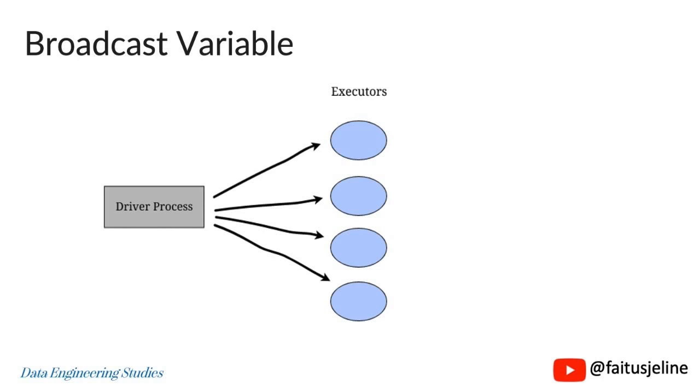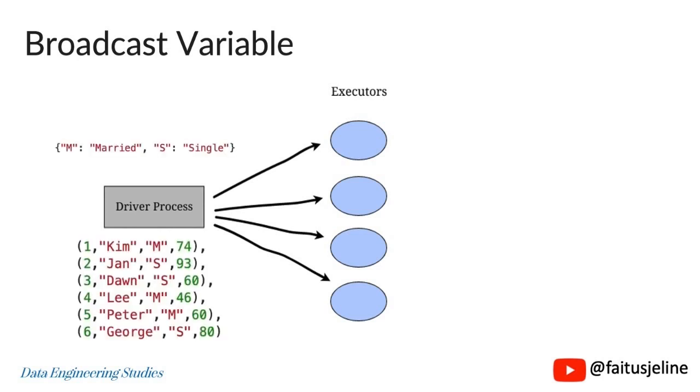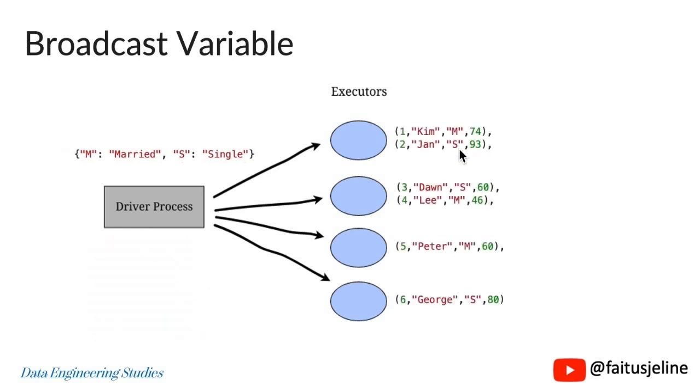Let's take an example of these data sets. We have a small data set and a large data set. The large data set has a reference to the small data set. M means married and S means single. If we partition the large data set to multiple worker nodes, and from each worker node, if you reference the small data set, that leads to a lot of data shuffling, which is an expensive operation.